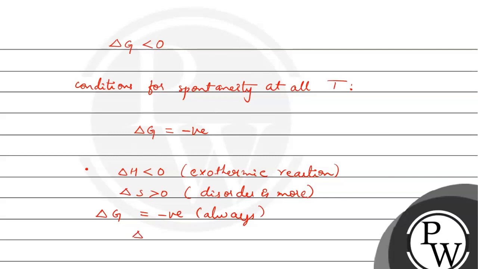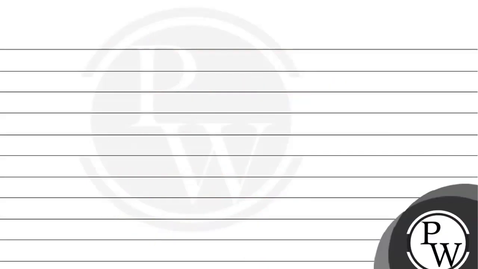Because if we see the relation, that is delta G is equal to delta H minus T delta S. So if delta H is negative, T is always positive, temperature will never be negative in Kelvin, and delta S, as we have written, is greater than 0, so minus T delta S is also negative. Here negative and negative, because here we have negative value. So therefore overall delta G will be negative at all temperature. This is one condition. So we'll see the options and try to understand which is the correct answer for this.